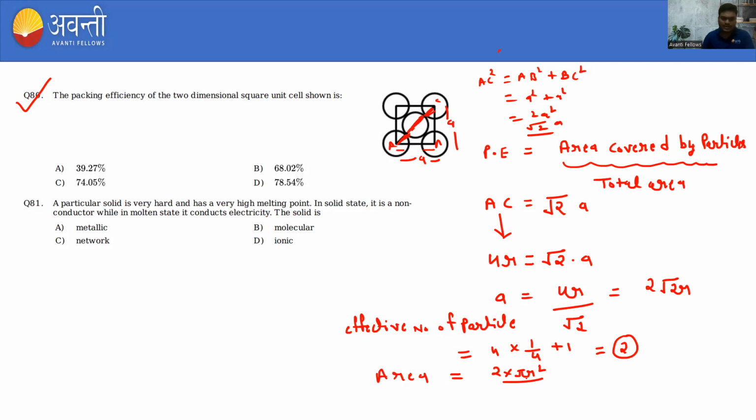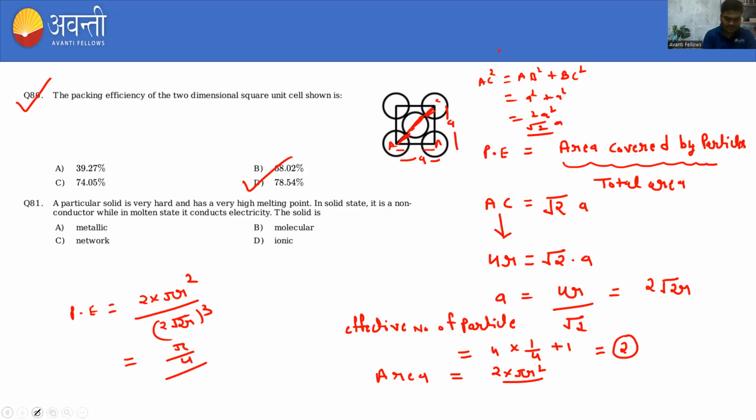Now you can easily calculate the packing efficiency. We know the formula of packing efficiency: area covered by the particles, which is 2 into pi r square, divided by the total area, that is 2 under root 2 r whole square. On solving, you'll get the value pi by 4. Which option is correct, beta? Pi by 4 means 78.54%. Yes, that is option number D. So option D is absolutely correct for this question.